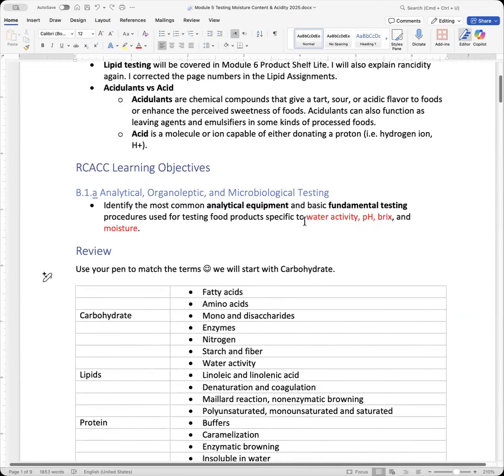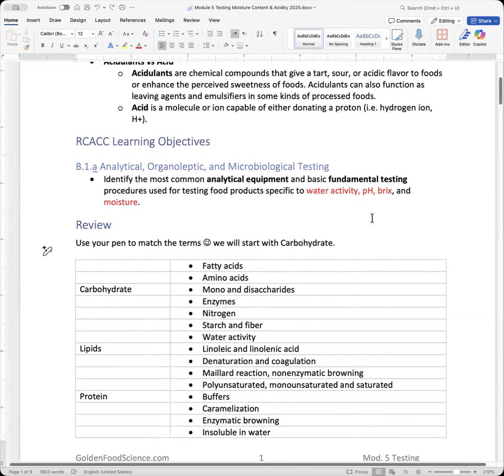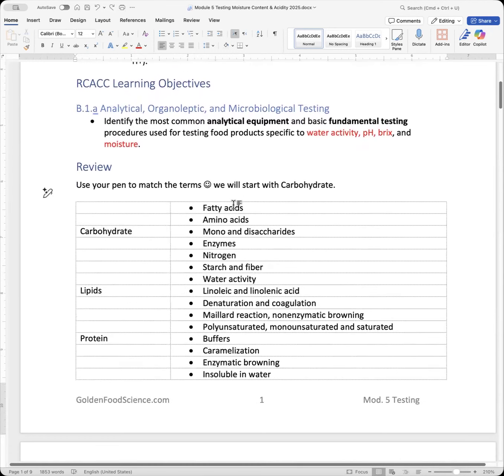The learning objective that we're going to cover today is to identify common analytical equipment and fundamental testing procedures. And we're going to look at water activity, pH, and brix and moisture today. So that's what we're going to do today.